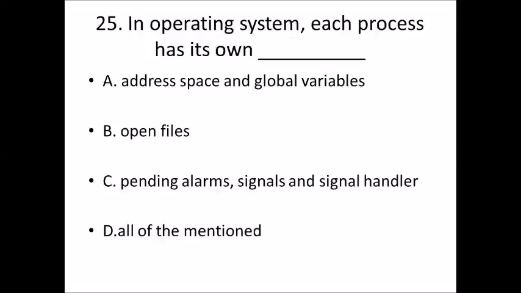In an operating system, each process has its own dash. Option A, addresses, spacing and global variables. Option B, open files. Option C, pending alarms, signals and signal handler. Option D, all of the mentioned.